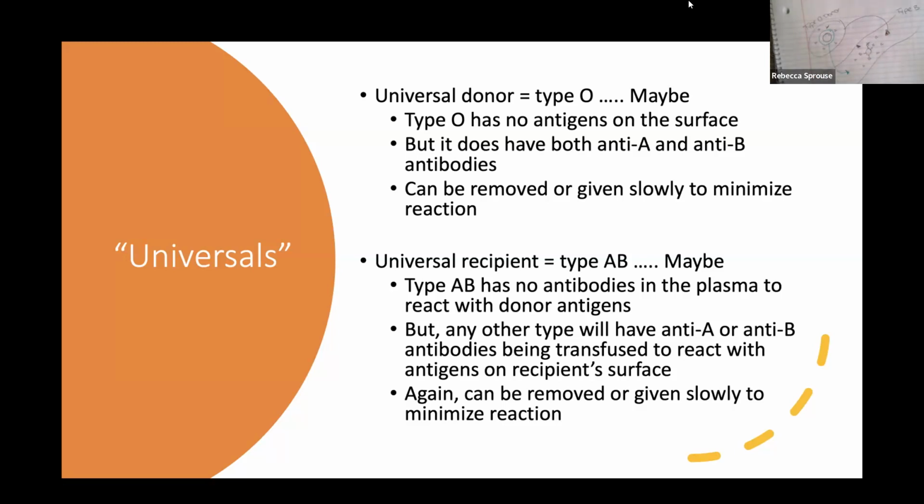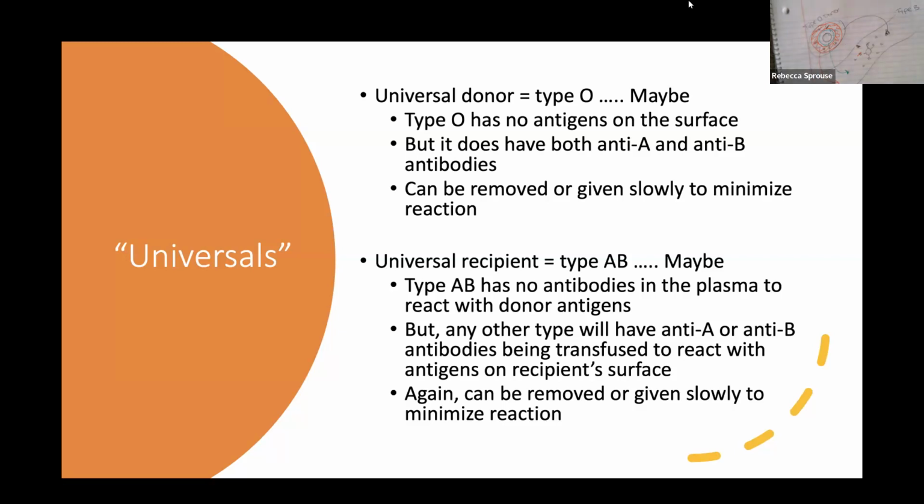If we're doing a plasma donation from type O, what are we donating? This stuff, right? Which are those little A's and those little B's. And if we put those little A's and those little B's into here, now we have those B's reacting.